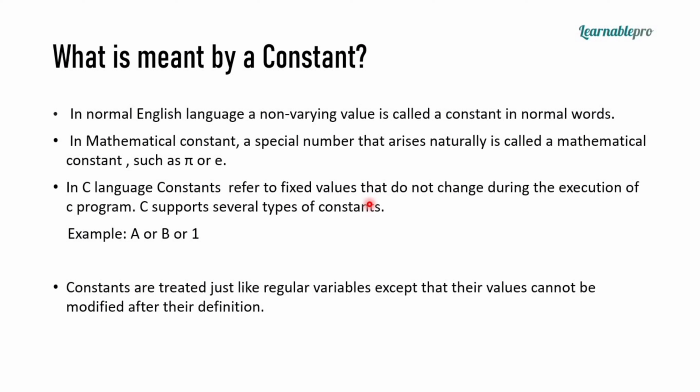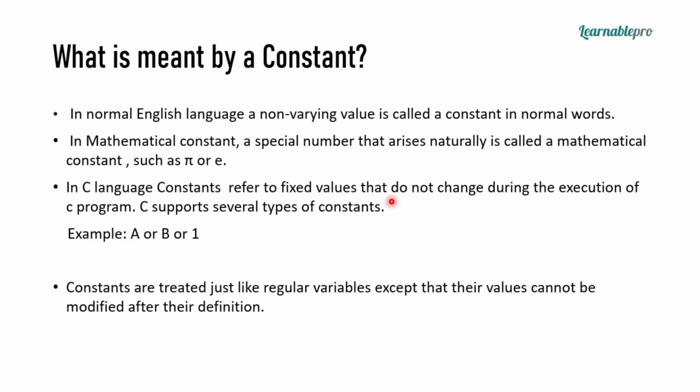Now, when it comes to C language, constants refer to fixed values. So these values are fixed and cannot be changed even during the execution of the C program. These kinds of values are called C language constants.